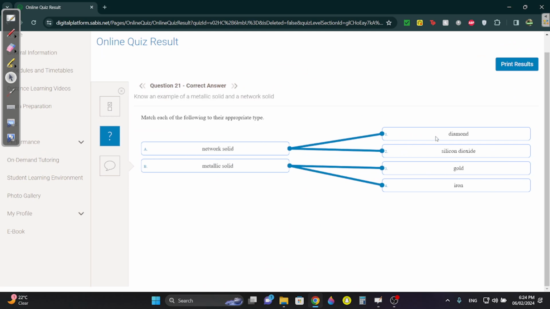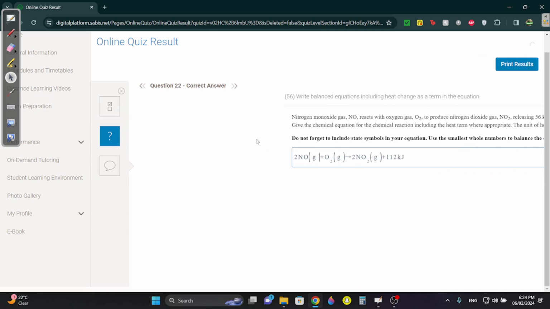Okay, the network solids are diamond and silicon dioxide. This one, memorize it. And the metallic solids are gold and iron. These are the metals. Question 2.